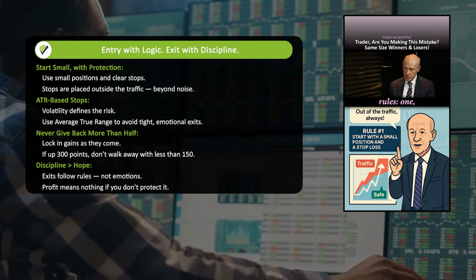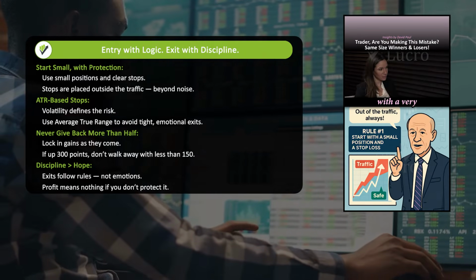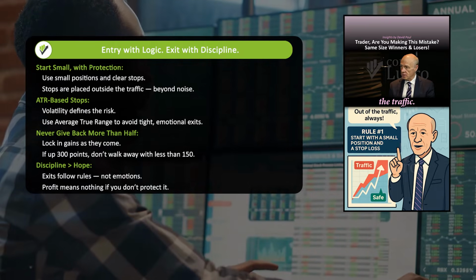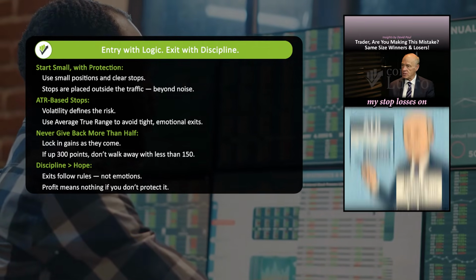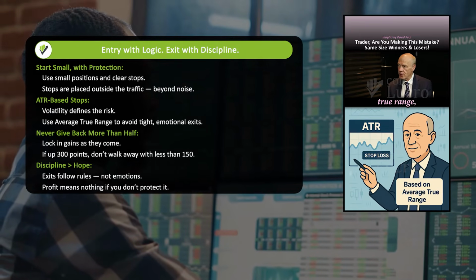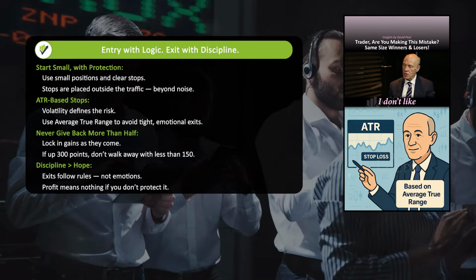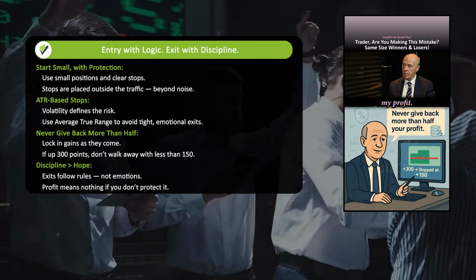We have some rules. One, start with a very small position with a stop loss well out of the traffic. I base my stop losses on a technical thing called average true range, but that really doesn't matter. I don't like to give away any more than half my profit.